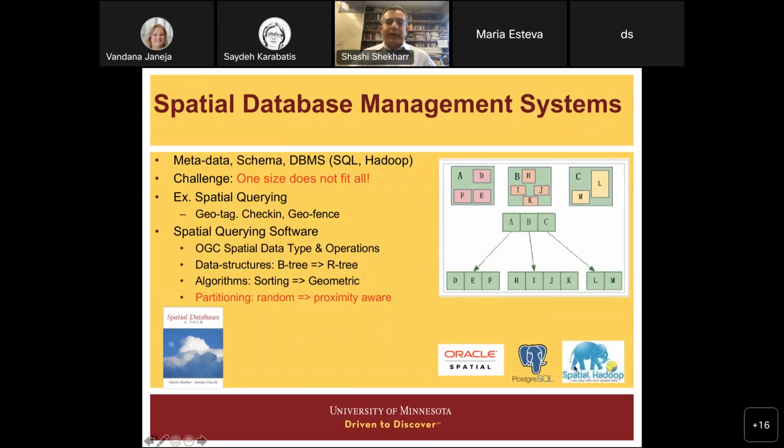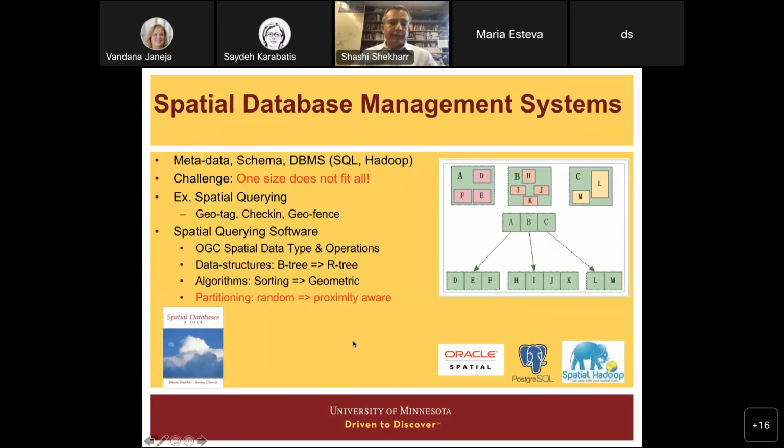Even in cloud platform, there are similar issues. If you just use generic Hadoop and so on, they often partition the data using techniques like random, which are not very effective for spatial data. So there are extensions of cloud. For example, you see ESRI tools for Hadoop or spatial Hadoop and CyberGIS and so on. They have actually brought these kinds of two-dimensional data structures and partitioning methods to cloud.